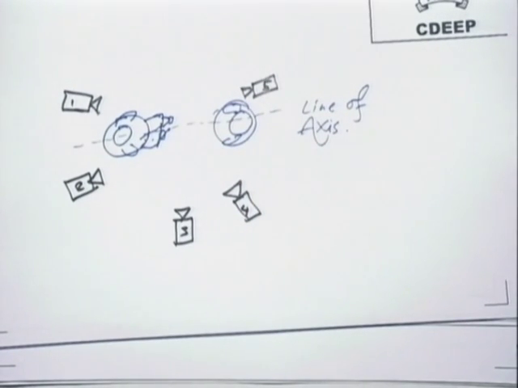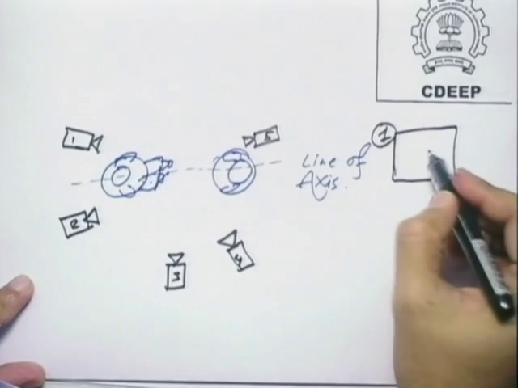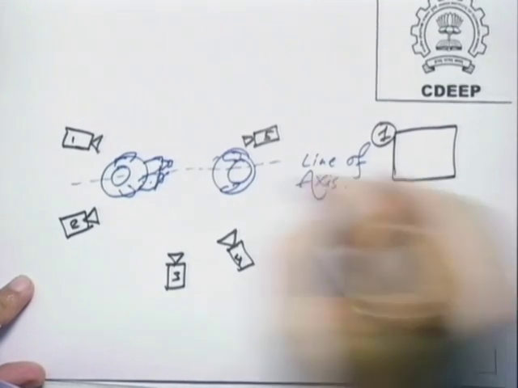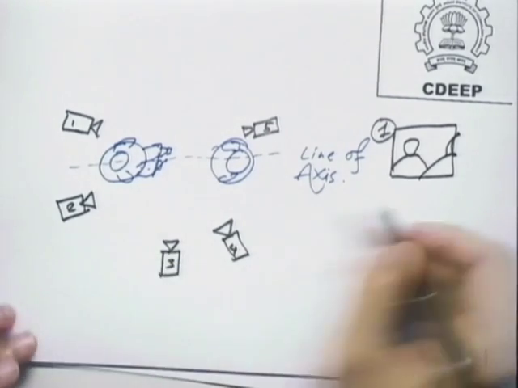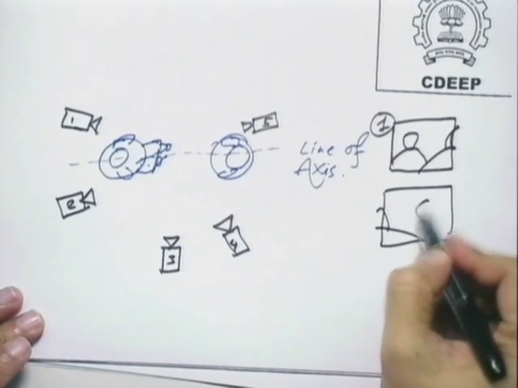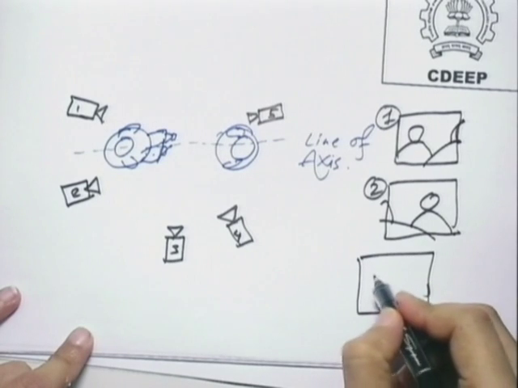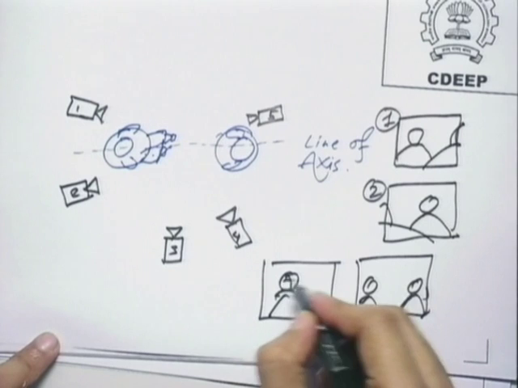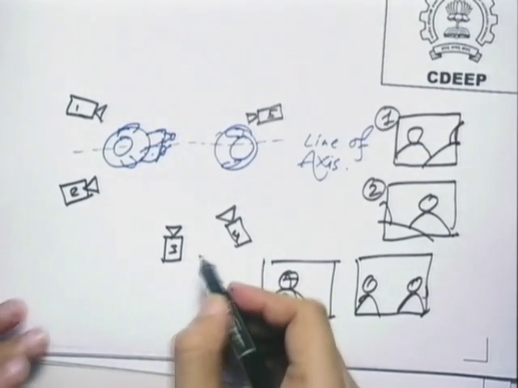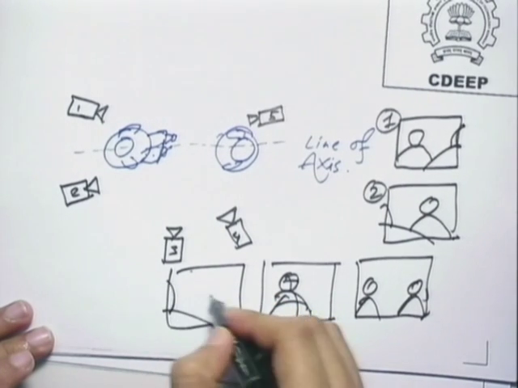What will be the shot of camera number 1? We will just try to draw it here. Camera number 1 will show the shoulder of this person and the complete face of the other person, something like this. On camera 2, we will have the reverse of this: the shoulder of this person and the full face of the other person. Camera number 3 will have both of them in profile. Camera number 4 will have maybe a 3/4 angle of this person, not a complete front but a 3/4. And camera number 5 will have the reverse of the earlier one, where we will have the shoulder shot of this person. So these will be the 5 shots.